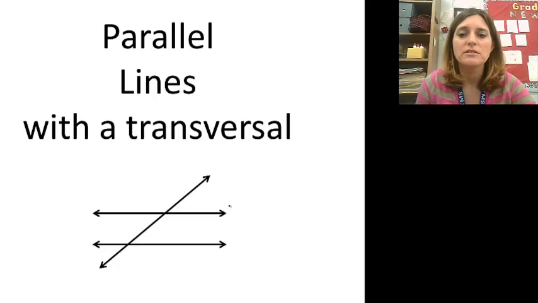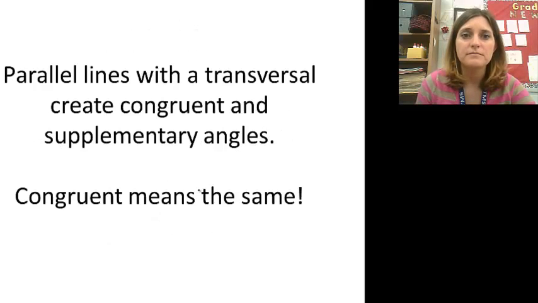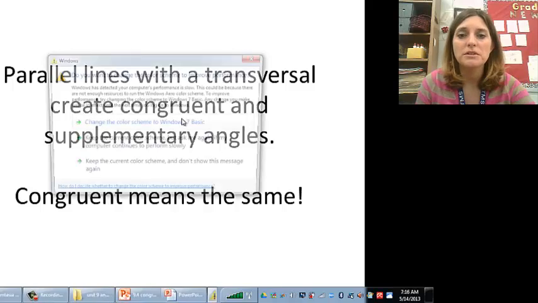Parallel lines with the transversal. So we know that these two lines here are parallel. They'll never cross. If there's a line going through them, that is called the transversal. So this line is the transversal, and it's crossing the parallel lines. So when you have parallel lines with the transversal, they create congruent and supplementary angles. And congruent means the same. So when you have parallel lines with the transversal, then you're going to get angles that are equal to each other.